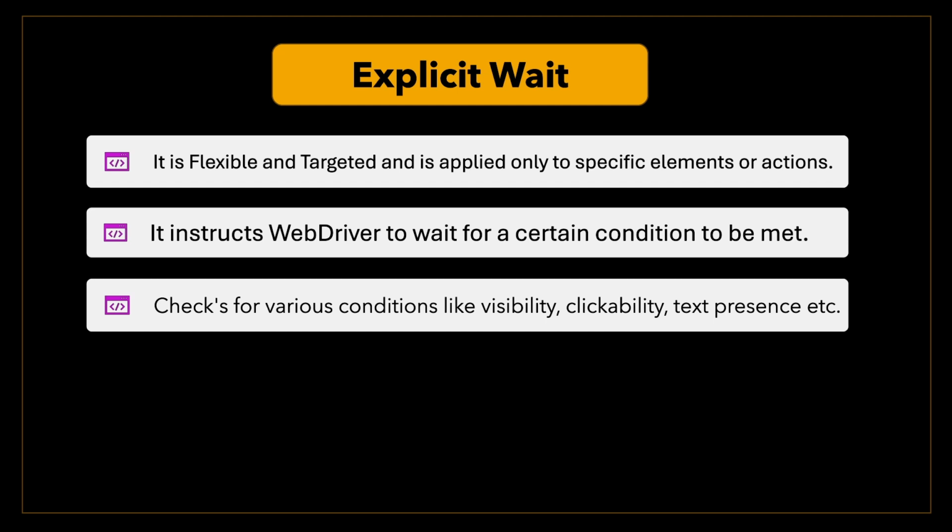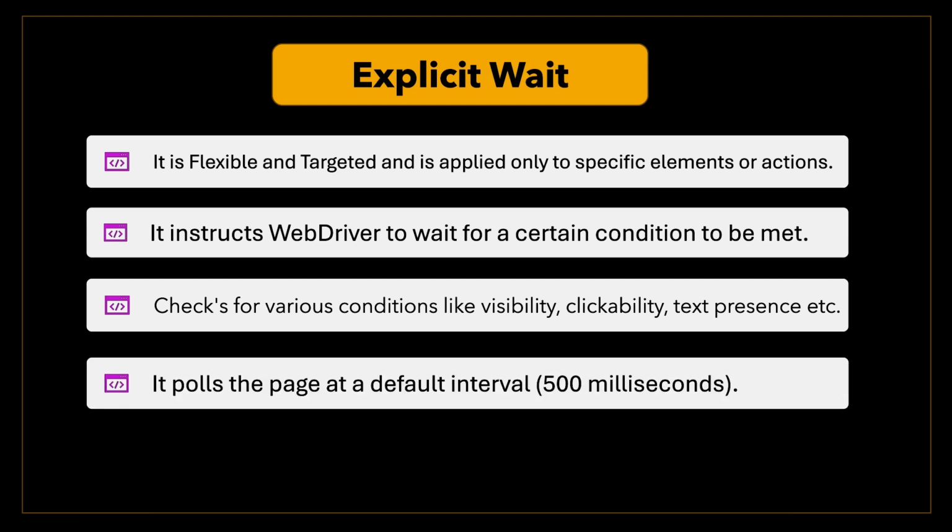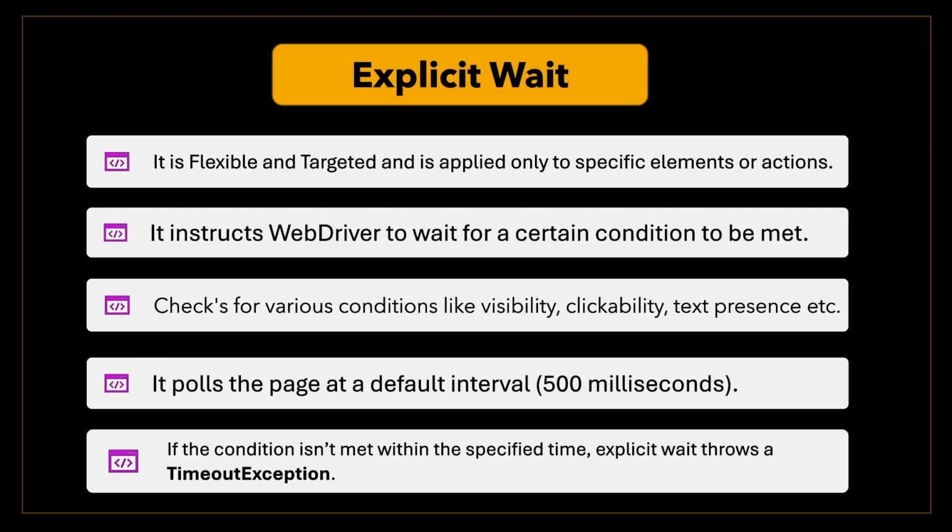Explicit wait is flexible and targeted and is applied only to a specific element or action. So it doesn't add any unnecessary wait to every command. It has a polling mechanism, and WebDriver polls the page at a default interval of 500 milliseconds. If the condition isn't met within the specified time, explicit wait throws a timeout exception. Let's write code to check the behavior of explicit wait using different scenarios.